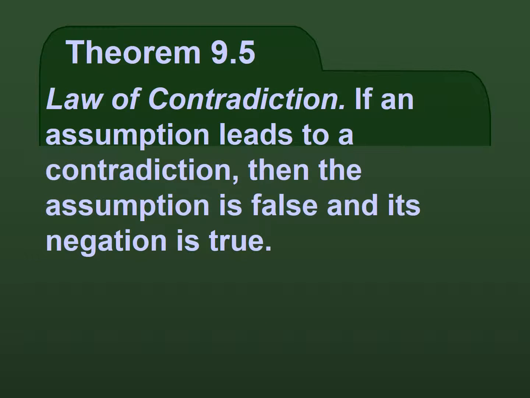So we have a theorem that's called the law of contradiction. And so what the law of contradiction is, it's a way to prove things. So basically what you do is that you make an assumption, and if that assumption leads to a contradiction or something that's crazy or something that doesn't make sense, then that means that the opposite of the assumption, or the negation of that assumption, is going to be the truth, okay?